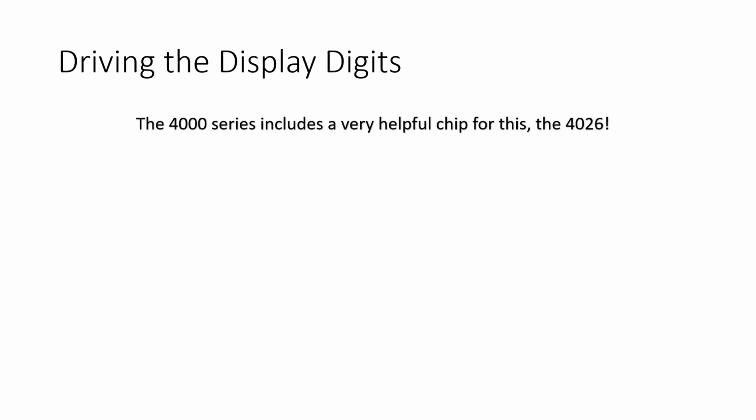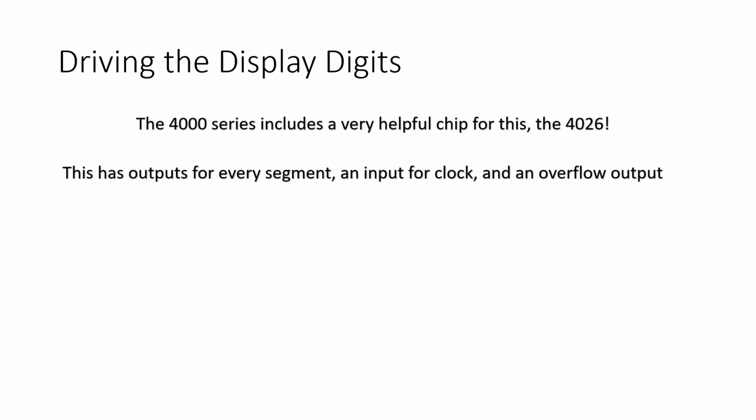The next thing we need to think about is how we're going to drive the 7-segment display digits, because we have the clock to feed into the counter for our least significant digit, but beyond that, we don't know what to do. Luckily, the 4000 series in all its brilliance has a chip just for this purpose, the 4026. The 4026 simply takes a clock input and then gives you 7 outputs for the 7 segments. Isn't that brilliant? They've even included an overflow output that you can feed into the input of the next least significant digit, so we can just chain 7 of these together.